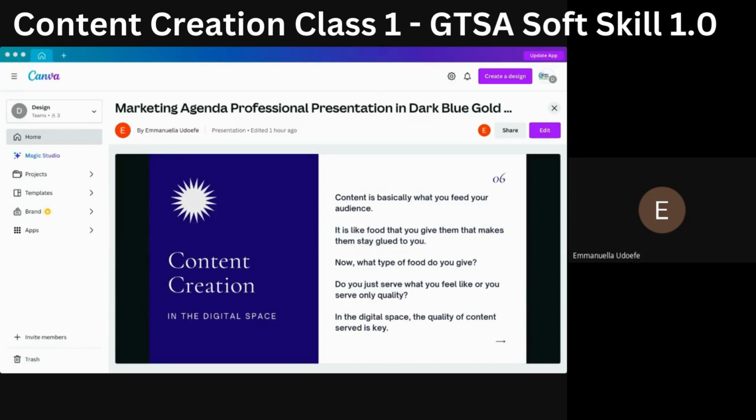It is what you feed your audience that makes them stay glued to you. Now, what type of food do you give them? Do you just serve what you feel like, or do you feel you should serve only quality? Because in the digital space, the quality of content that you serve, that's the quality of food that you're giving your audience, is very, very important.